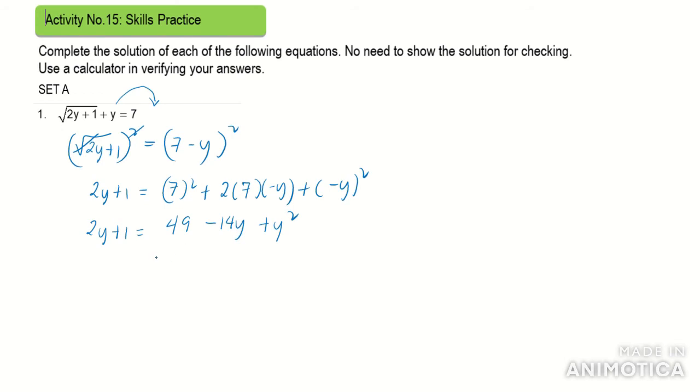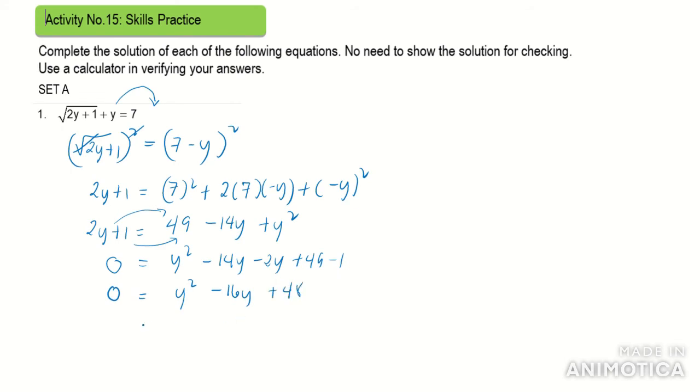And then we combine like terms since we already have here a quadratic term. So we just equate or write 0 here. So we have y squared minus 14y, transpose positive 2y, so we have negative 2y. You have plus 49, then transpose we have negative 1. So what we have now here is 0 is equal to y squared minus 16y plus 48.